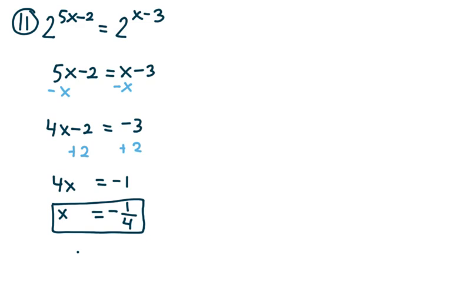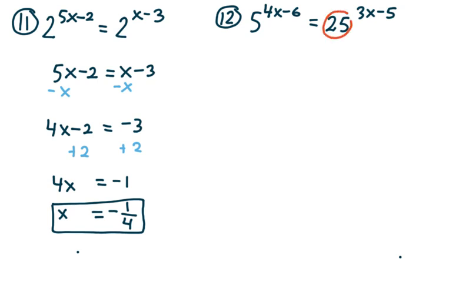Let's go ahead and take a look at 12. I'll put that over here. So on number 12, we have 5^(4x-6) equal to 25^(3x-5). So same game, right? There's a couple ways we can do this, but I think the more natural way is to take the 25 and call it 5 squared, I believe. So 5^(4x-6) is (5^2)^(3x-5).